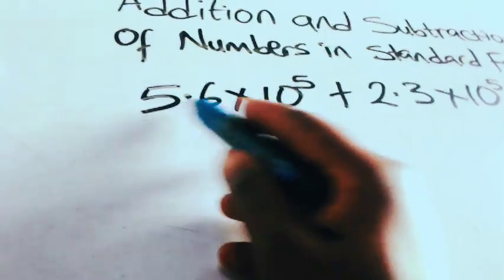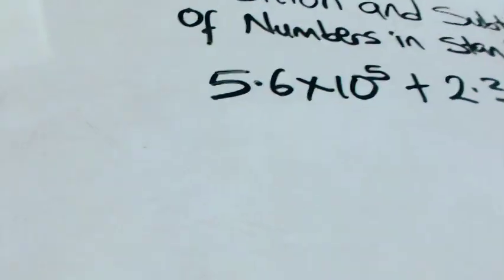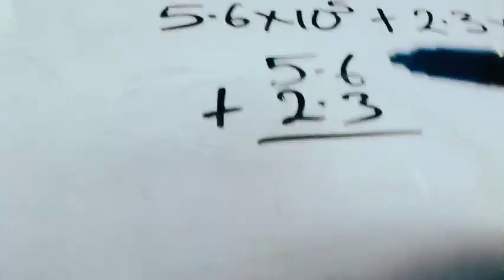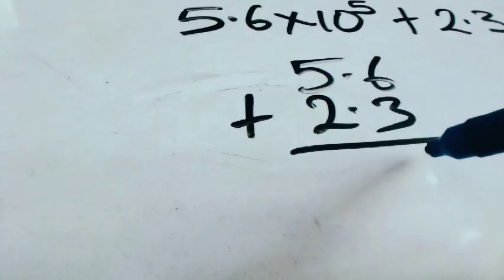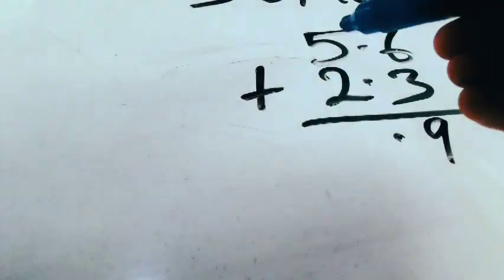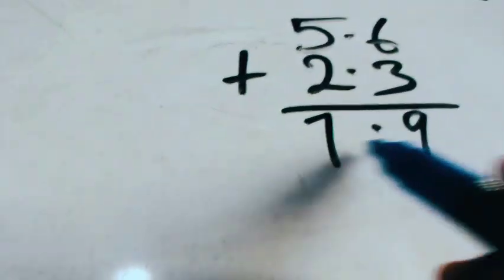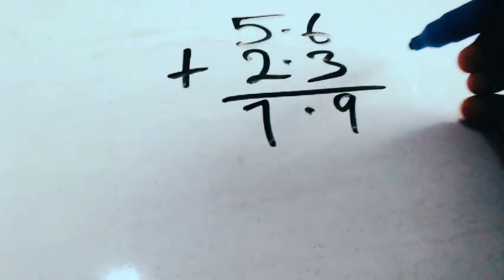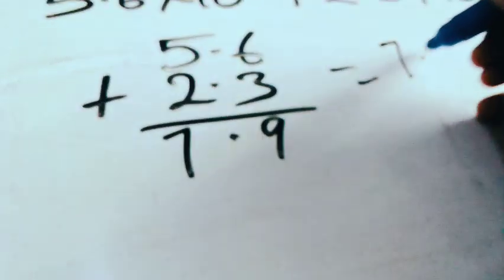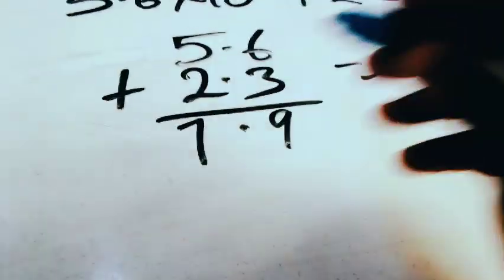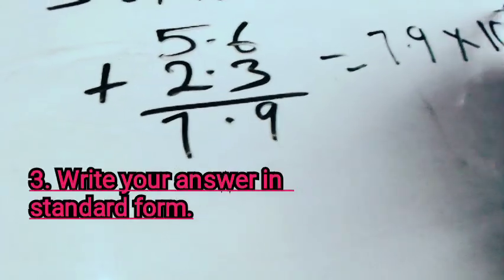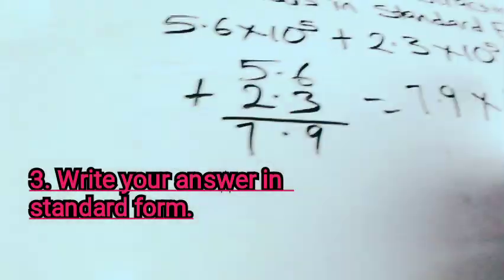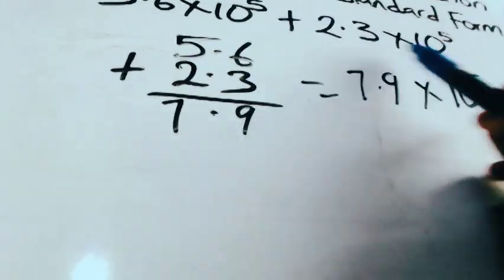Let us add the decimals, 5.6 plus 2.3. In adding the decimals, 6 plus 3 is 9, and we put our point. 5 plus 2 is 7. So our decimals have added to 7.9. So our final answer is 7.9 times 10 raised to the power 5. You have to leave the powers the way they are. Since they are the same, it is easy to add.